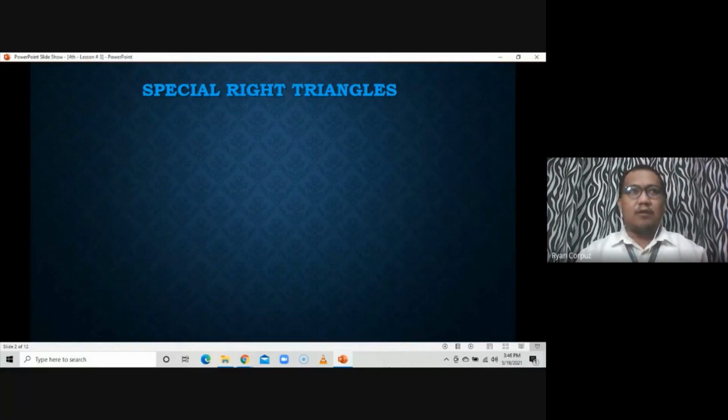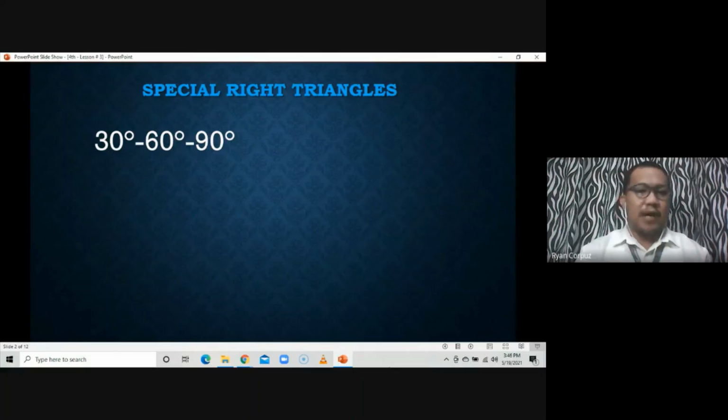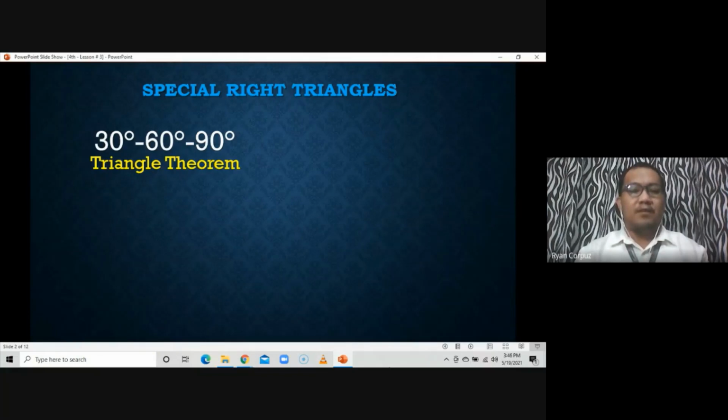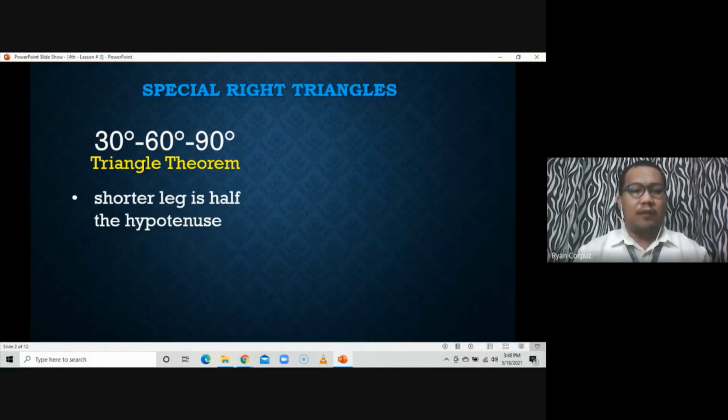So, we do have their special right triangle theorems. Meron tayong dalawang special right triangles. Yung una, yung 30 degrees, 60 degrees, 90 degrees special right triangle, na may form tayong 30, 60, 90 triangle theorem. Paano yun? If there is a given 30, 60, 90 special right triangle, in order for you to find the shorter leg, the shorter leg according to this is half the hypotenuse. So, if you know the measure of the hypotenuse, just get half of it and you'll already find out the measure of the shorter leg.